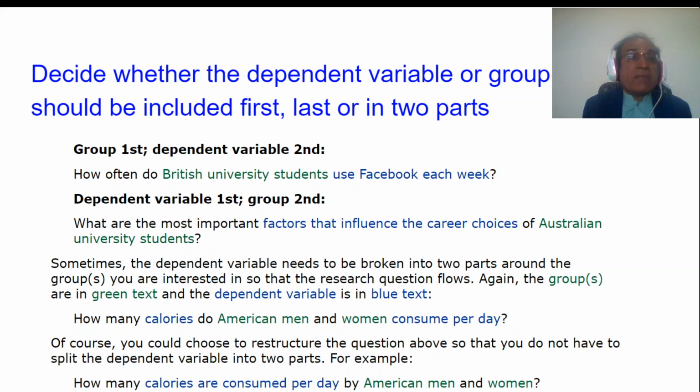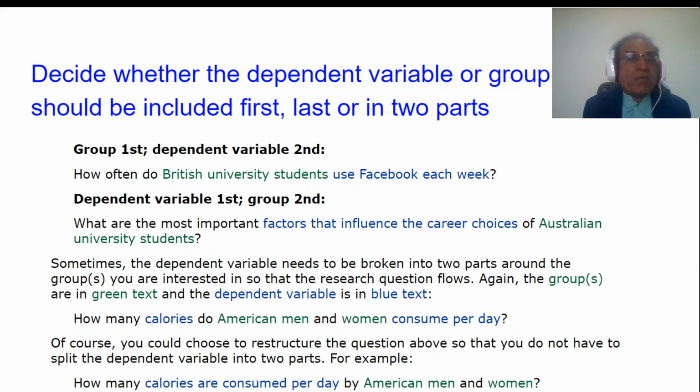Next, decide whether the dependent variable or group should be included first, last, or in two parts. I would like to share a few examples. Group first, dependent variable second. How often do British university students use Facebook each week? So British university students is the group first, and use Facebook each week is the variable.